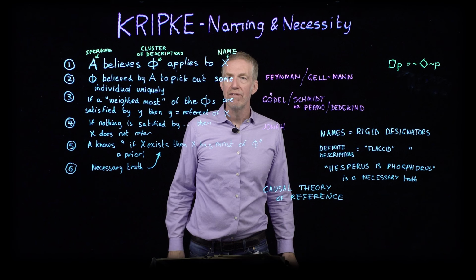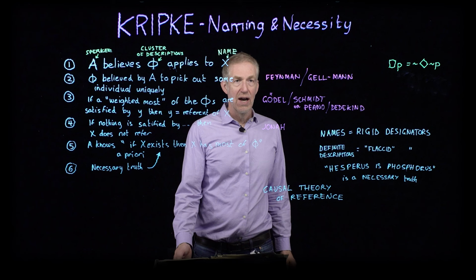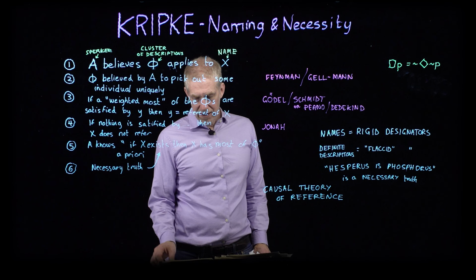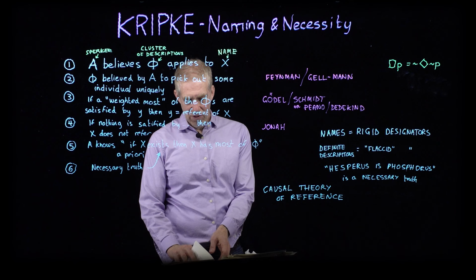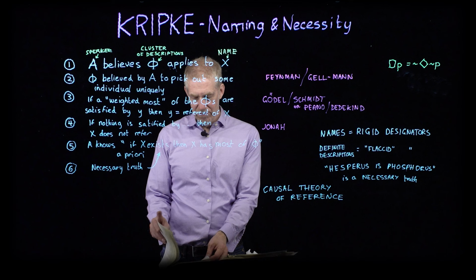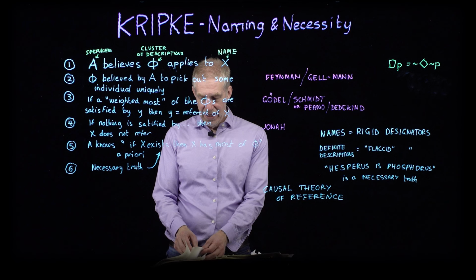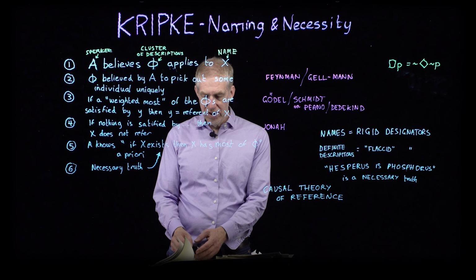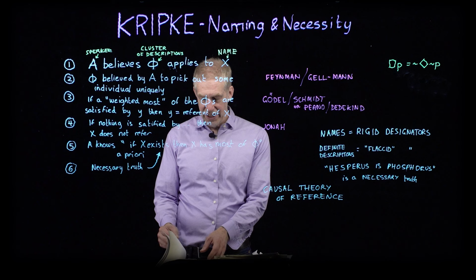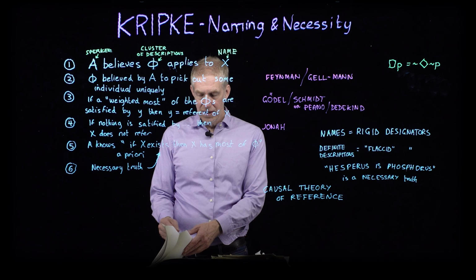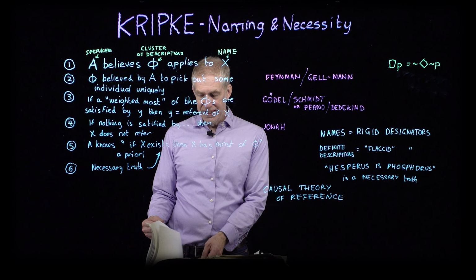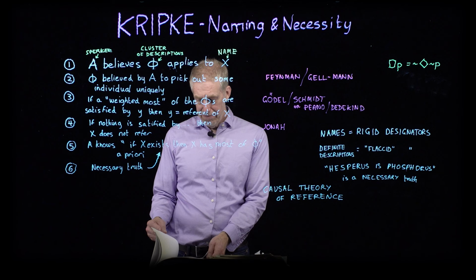Thesis three: if a weighted most of the phis are satisfied by y, then y is the referent of x. Here's the great Gödel example. Gödel, you might say, was kind of the nemesis of Russell, because Bertrand Russell wrote Principia Mathematica, co-written with Alfred North Whitehead, which supposedly showed, or at least was the beginnings of a project that demonstrated, how you could capture all of the truths of arithmetic using logic, and then along comes Gödel later and basically, famously proves that this is impossible.